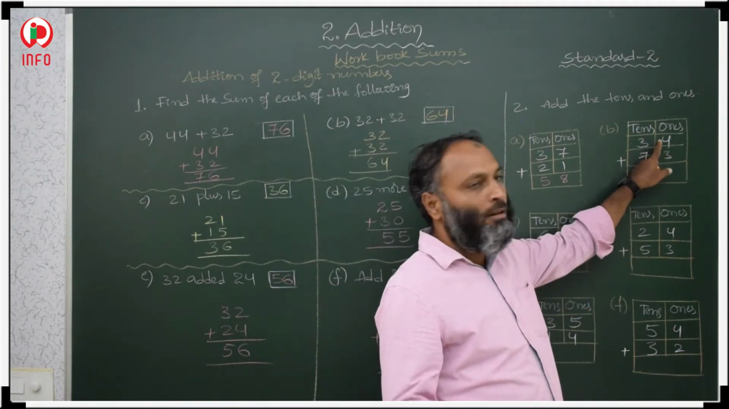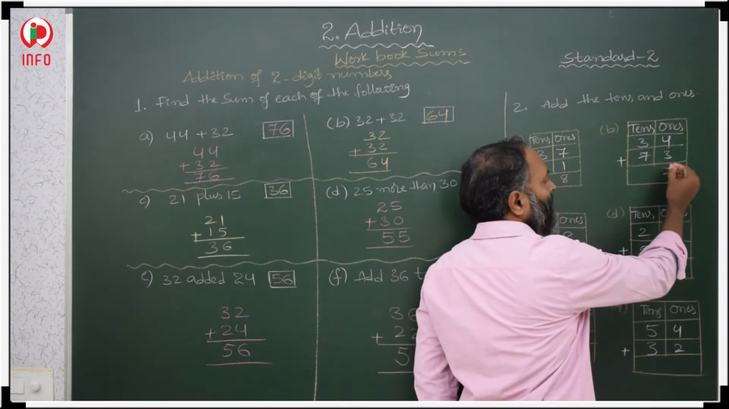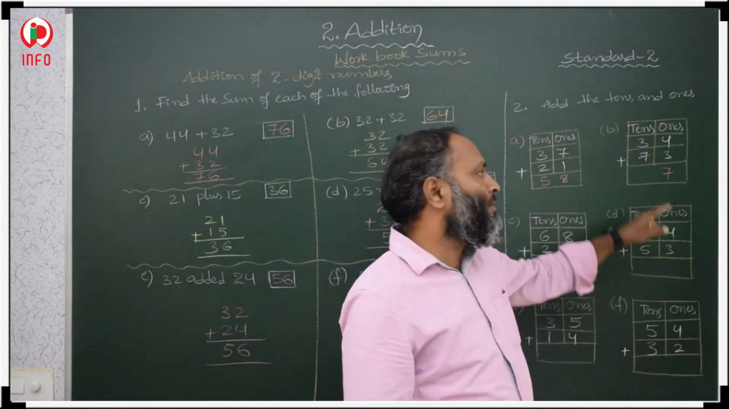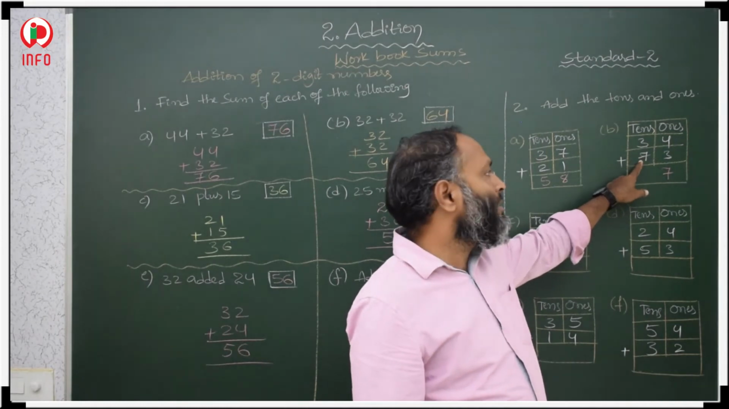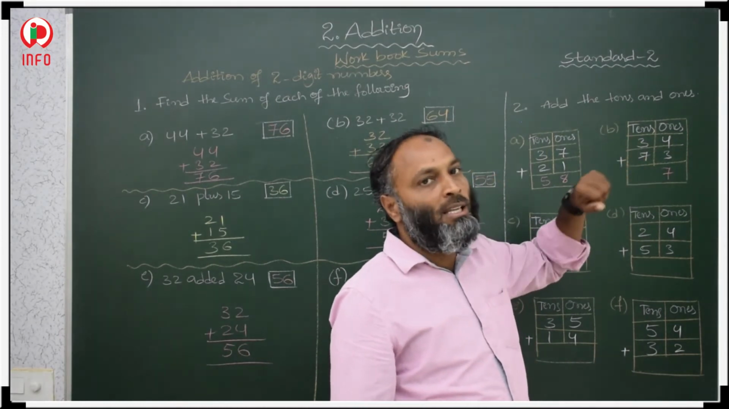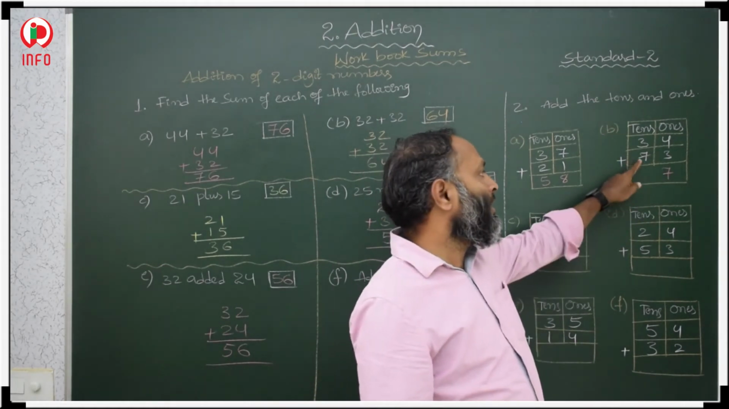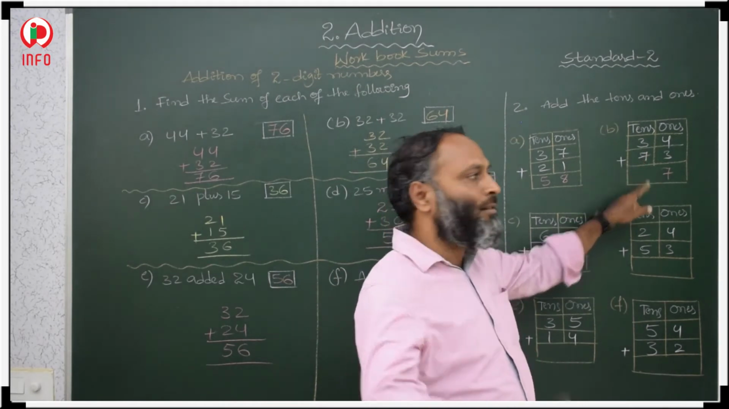Now, ones first, 4. 4 plus 3, 7. Then 7 plus 3, or 3 plus 7, anyhow the same. So first you take the bigger one and then add the smaller one. Whenever addition is there, first select the bigger one and add the smaller one to that bigger one. Okay. 7, 8, 9, 10. 10.